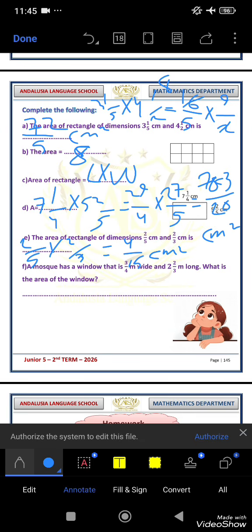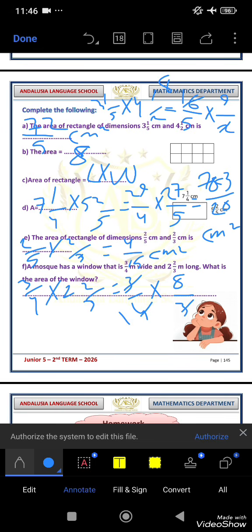Last story. A mosque has a window that's 3 over 4 meter wide and 2 and 2 over 3 meter long. What's the area of the window? Yes, 3 over 4 times 2 and 2 over 3. So 3 over 4 times, 2 times 3 is 6, 6 plus 2 is 8 over 3. 3 cancels 3. Divided by 4 it's 1, 8 divided by 4 is 2. So the result will be 2. What's the unit? Meter square.